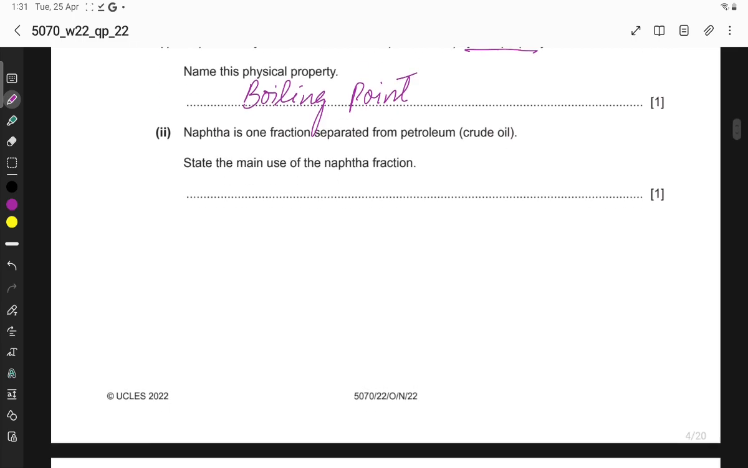Naphtha is one fraction separated from petroleum crude oil. State the main use of naphtha fraction. Naphtha is the raw material for the petrochemical industry. So the one use is making chemicals.